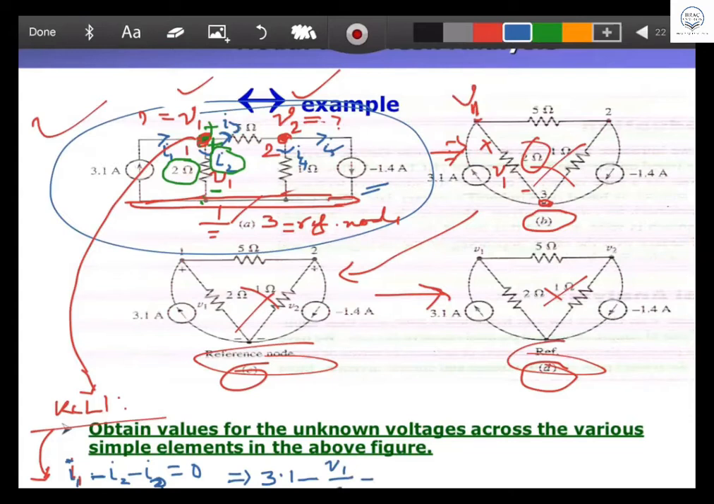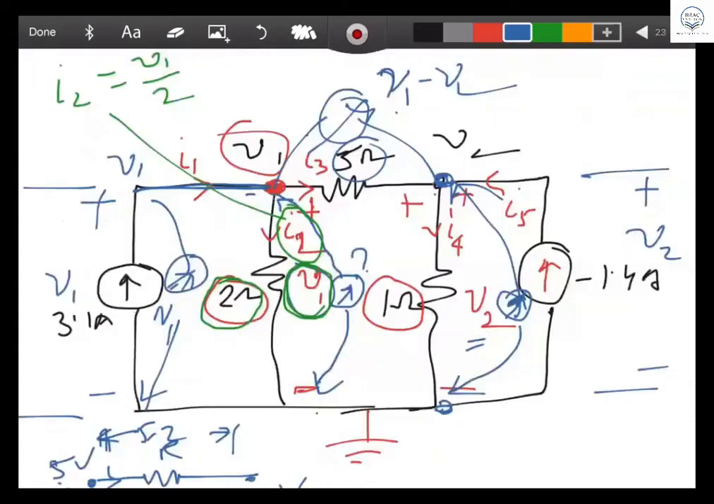Okay, look at the diagram on the next page. I3 is this one, right? Look at the green point. I3 is the current through the 5 ohm resistor. What is the voltage across the 5 ohm resistor? As we all decided, it is V1 minus V2. I3 is the current flowing through the 5 ohm resistor, and the voltage across it is V1 minus V2.